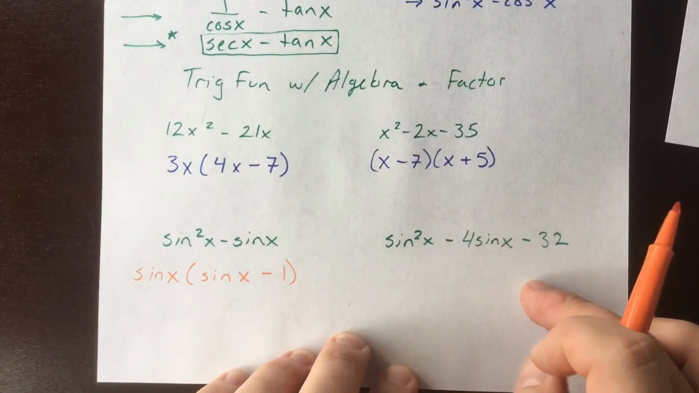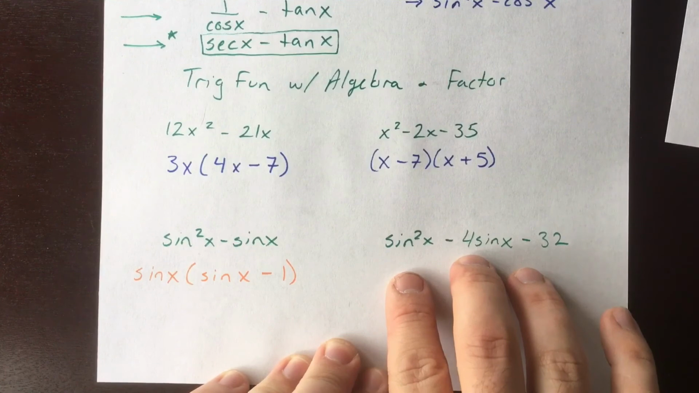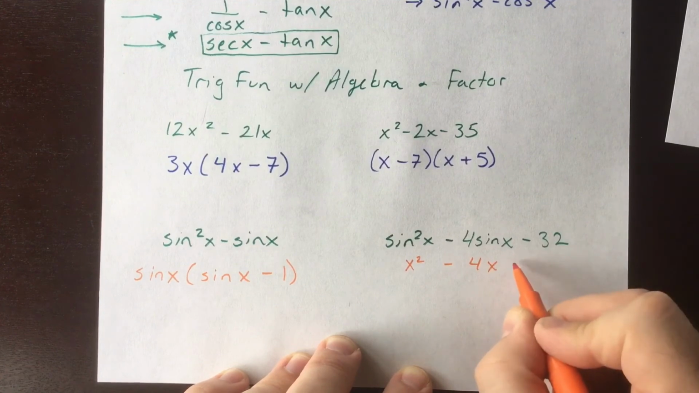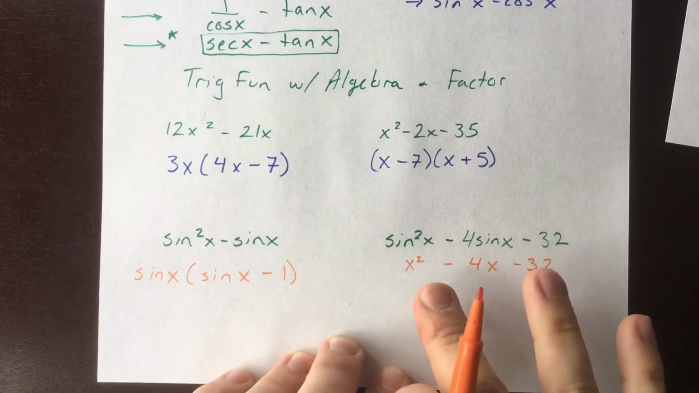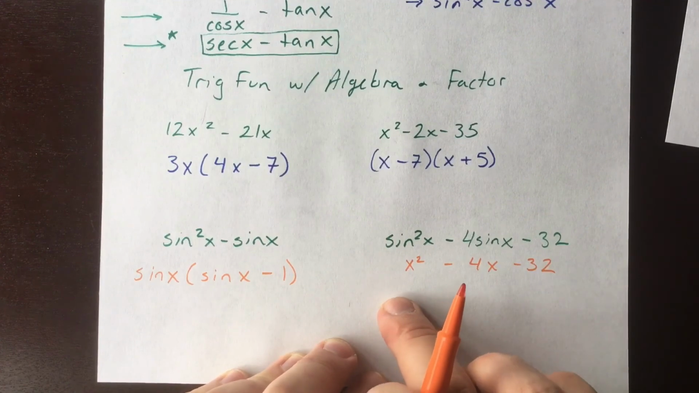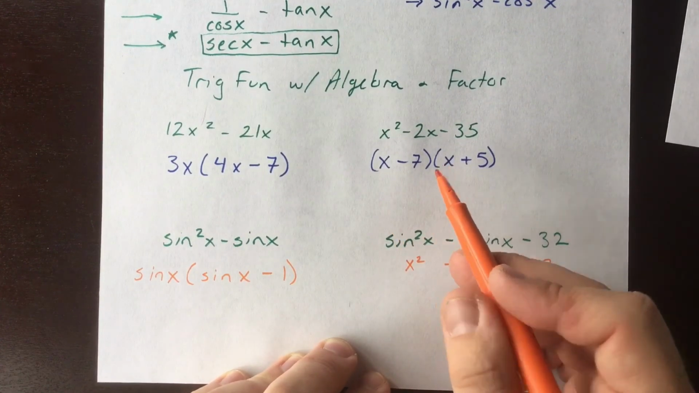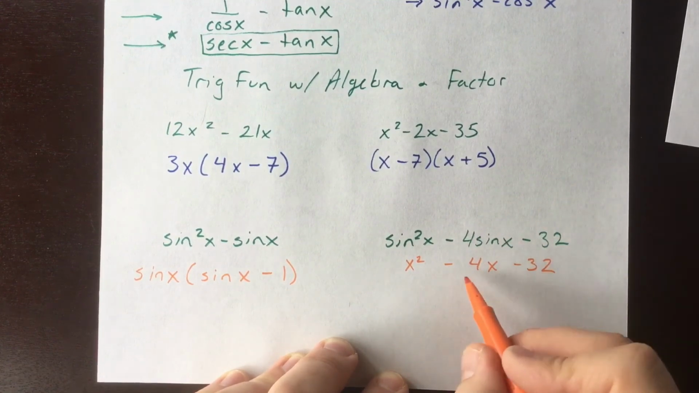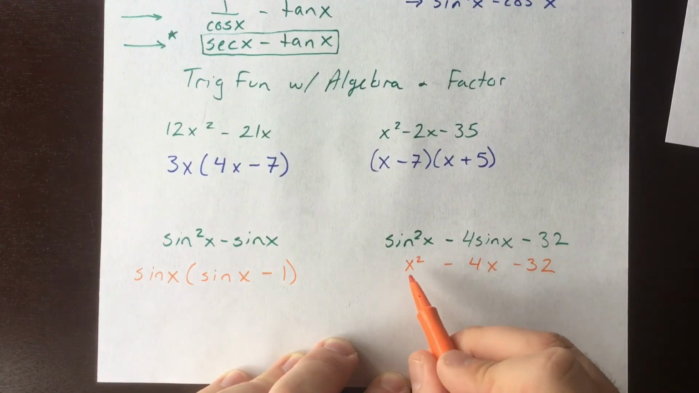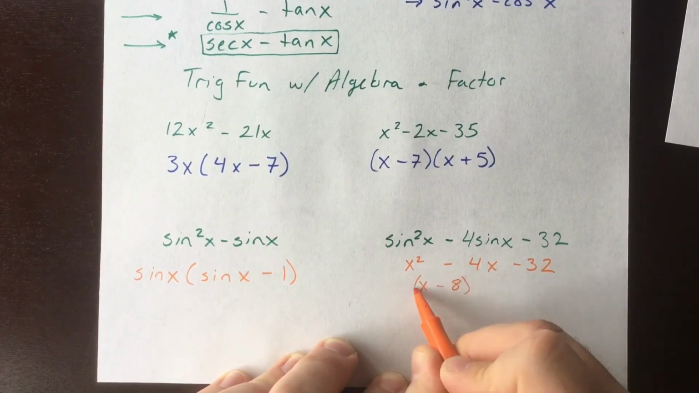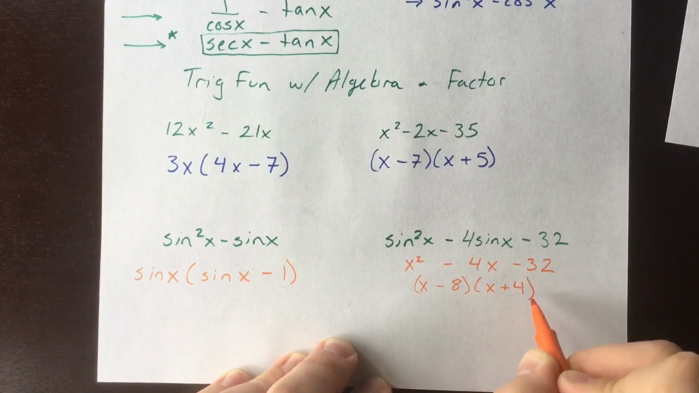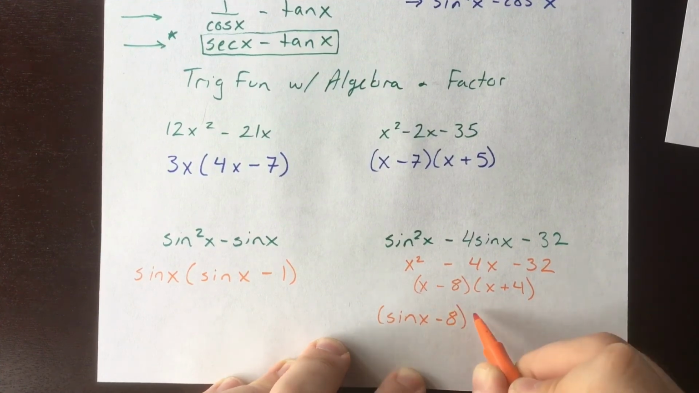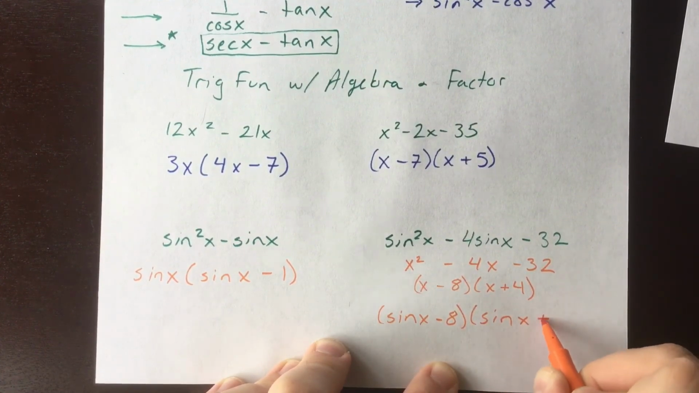And then on our last one. So this looks a little nasty, but what if we saw this as x squared minus 4x minus 32, factored this, and rather than writing just x like we would have up top here, we would just write in sine. Okay, so if I factor this, it would be x minus 8 and I believe x plus 4. But substituting sine back in, sine of x minus 8, sine of x plus 4.